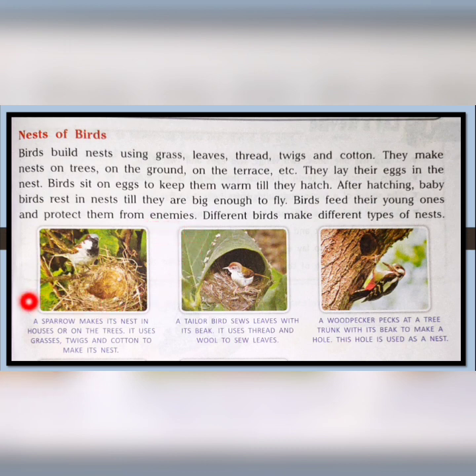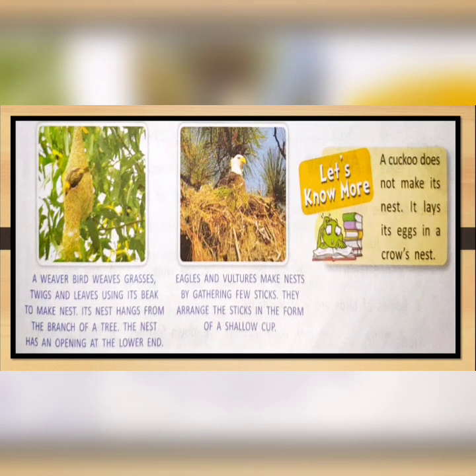Different kinds of birds make different types of nests. Here in this picture, the nest of a sparrow is shown. Here, a tailor bird's nest. A woodpecker's nest. Next, here the nest of a weaver bird is shown, and here the nest of eagles and vultures.